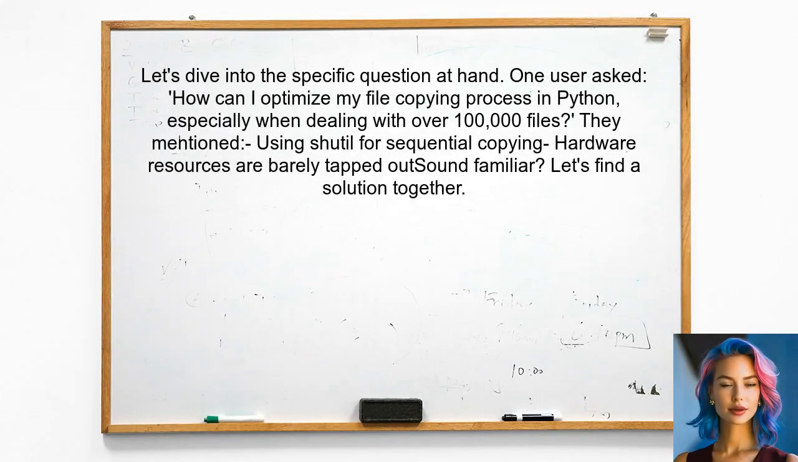Let's dive into the specific question at hand. One user asked, how can I optimize my file copying process in Python, especially when dealing with over 100,000 files? They mentioned using shutil for sequential copying and noticed that their hardware resources are barely tapped out. Sound familiar? Let's find a solution together.